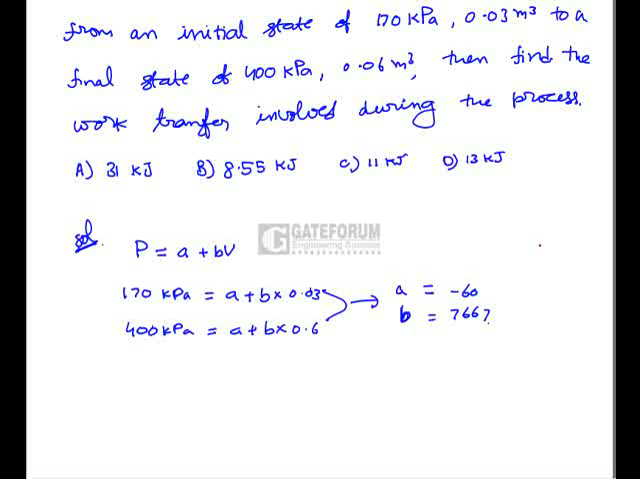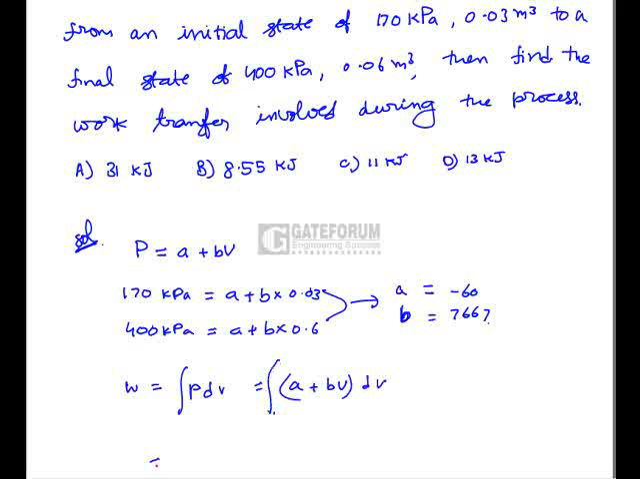Generally the units of A are similar to P, and the units of B are the ratio of pressure to volume. Now we have to find out the work transfer involved during the process. Work transfer in a fluid system is given by W equal to integral of P dV. So here P is A plus BV, dV.